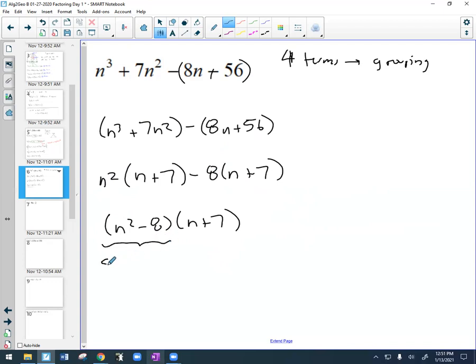Sometimes you can factor this one again. There's an n squared, but in this case, it cannot be. N squared minus 8 is almost like a difference of squares, except 8 is not a perfect square.